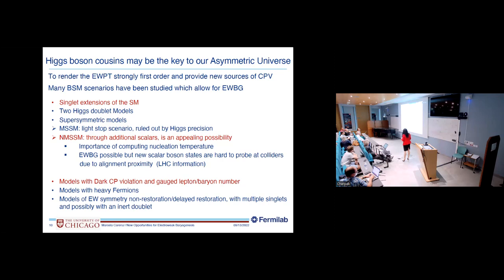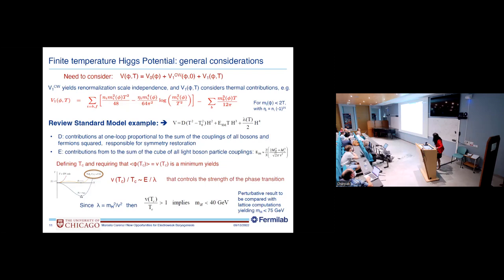The singlet scalar enhances the strength of the first order phase transition. This is a model that I love because it has dark CP violation, which means CP violation occurs in another sector. This is very important because electric dipole moments are very constraining on CP violation. So let me just show two slides of each, I promise. I forgot about that. Okay, let me just say it in words.